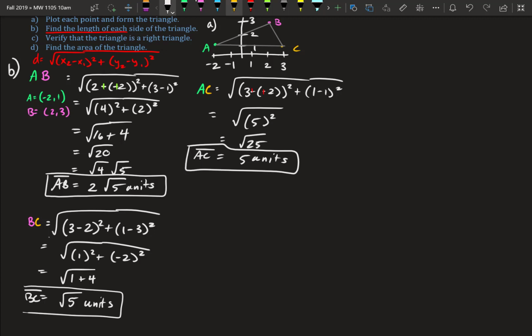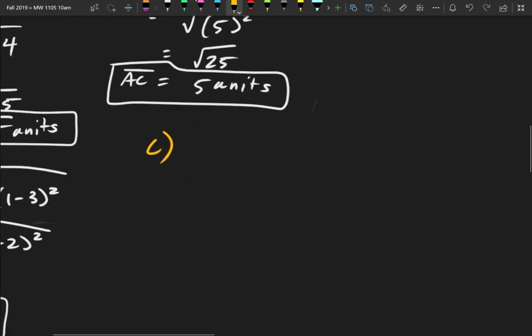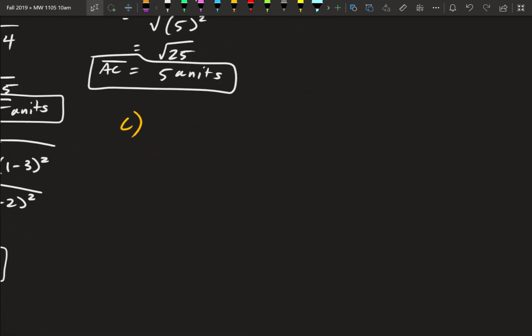Alrighty, part C. I'm going to do it in orange. So part C asks us to verify that the triangle is a right triangle. So think about everything you know about right triangles. Think about any formulas that you can think about right triangles. Think about just triangles. What's some formulas, or maybe the word we think of is theorems, of anything to do with triangles that we might know.